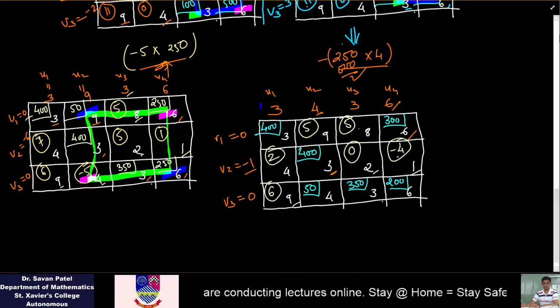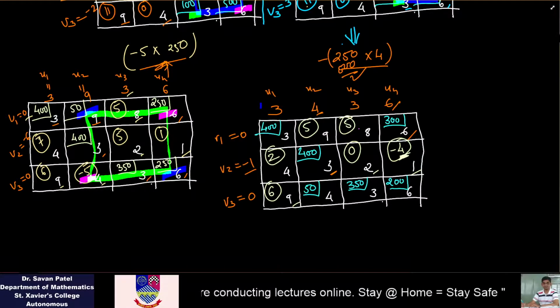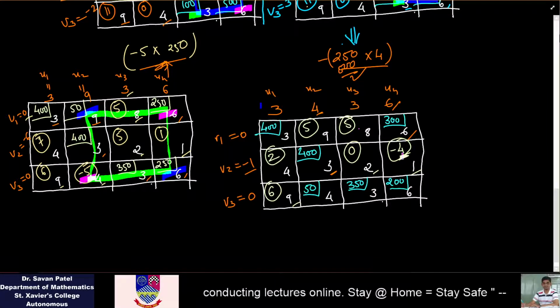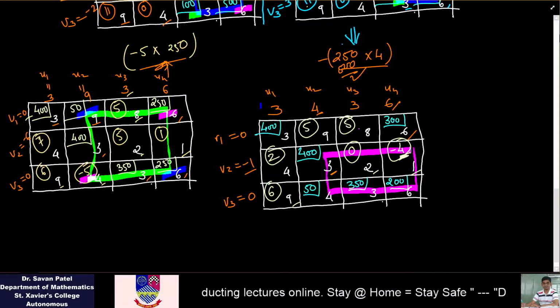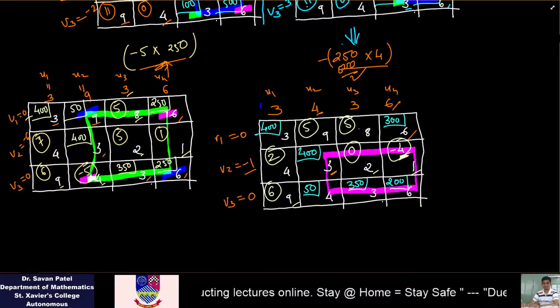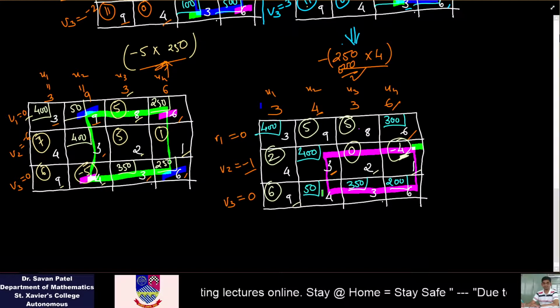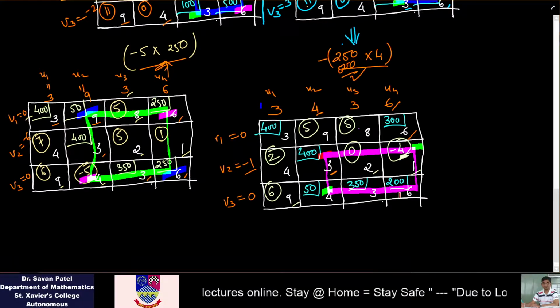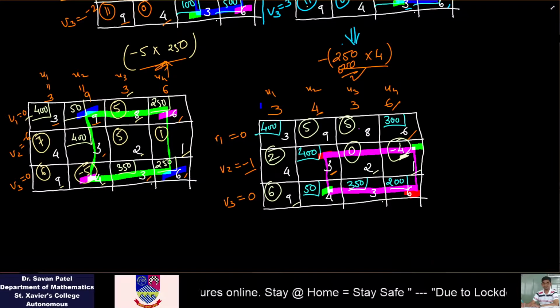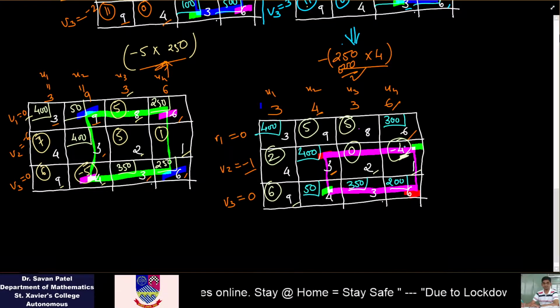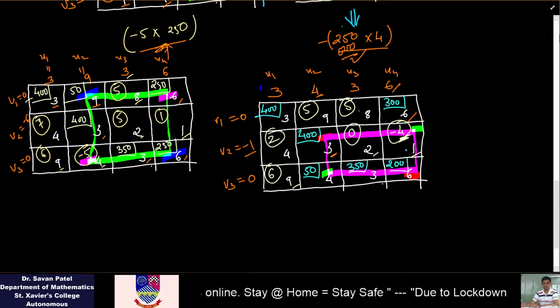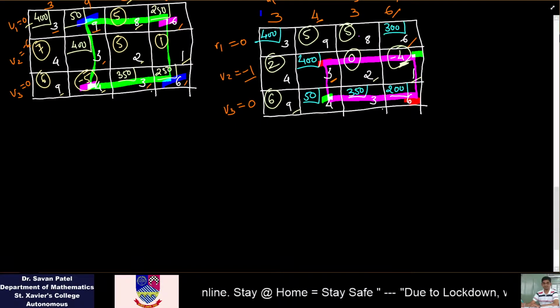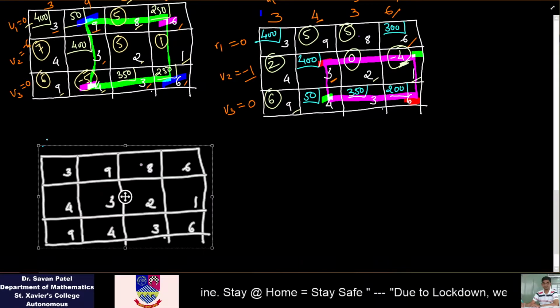So the only negative quantity is here. So find out the loop, whatever is possible there. So here the loop is from here to here, here to here, here to here, and come back. So what are the positive corners? This and this are your positive corners. And what are the negative ones? This and this are your negative corners. So the minimum from the negative corners is 200. So we will allocate 200 units from there.